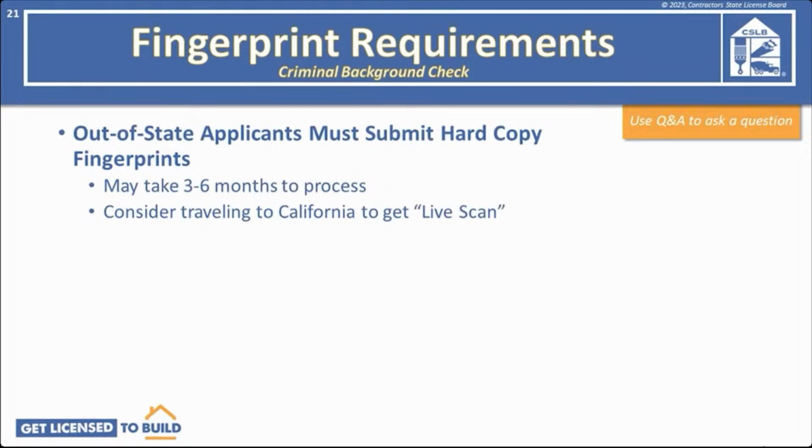If you are out of state, it's a longer process to get us your fingerprints. That's because you must submit hard copies of them the old-fashioned way. Those take anywhere between 3 and 6 months for the FBI and Department of Justice to process. So you might want to consider traveling to California to get your electronic live scan done here.